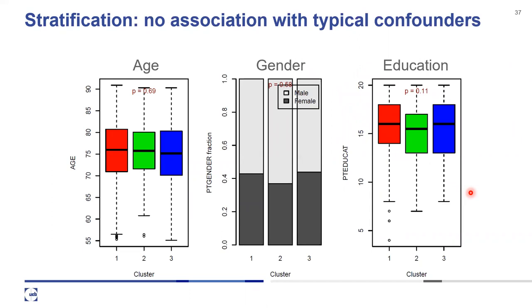Interestingly, these clusters that we found in the last slide do not seem to associate with typical confounders such as age, gender, and education. So somehow we are finding a clustering here that's independent of that, which in itself is interesting.